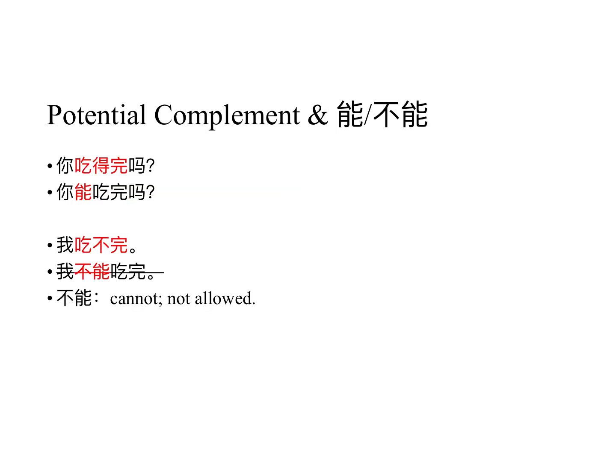So here you may ask, can we use 能 or 不能 instead of potential complements? So the answer for the affirmative form is yes. Example, 你吃得完吗? So can you finish eating? Can you eat all of them? You can also ask, 你能吃完吗? These are all correct. But as for the negative form, we only use potential complement instead of 不能. So you can say, 我吃不完. I cannot finish eating. I cannot eat all of them.